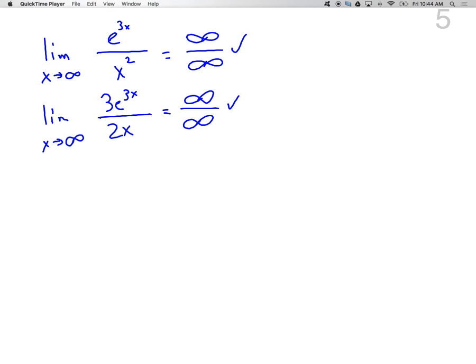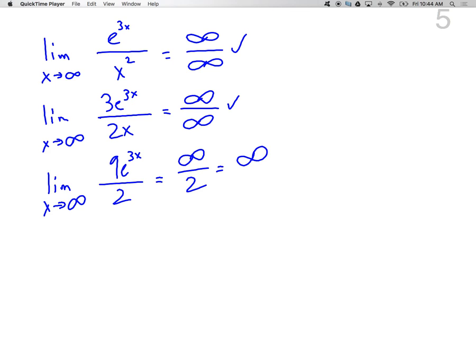Let me interrupt you for a second. So you'll see what's happening here. The numerator is always going to have an e to the 3x in it, but as we progress, the degree of the denominator is decreasing until eventually, in the next step, we're going to get something that will solve the problem for us. Go. 9e to the 3x over 2. That's infinity over 2, which is infinity. Good. This is no longer an indeterminate form.